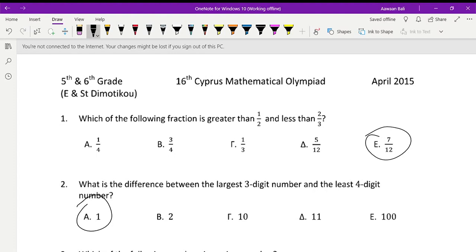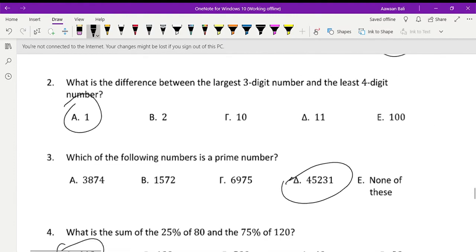So we know a half is 6 upon 12, and 2/3 is actually 8 upon 12, which means there will only be one number in between. That would be 7 upon 12. So therefore the answer is eta, 7 upon 12. Really easy, right? Okay.